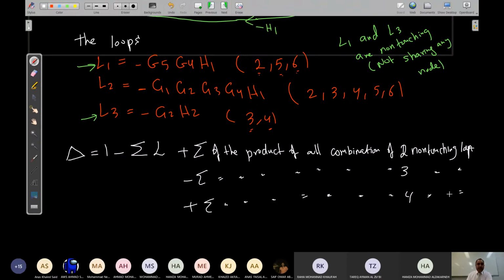Now here, how many loops are non-touching? 2, correct? So simply I have only one combination, which is L1, L3, yes? Yes. So simply now, can you help me to write delta equal to what? It is 1 minus L1 plus L2 plus L3, plus L1 L3, correct? Yeah?